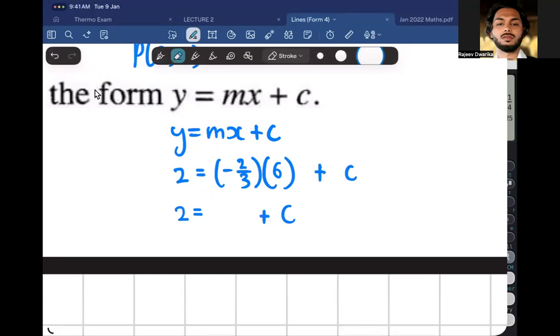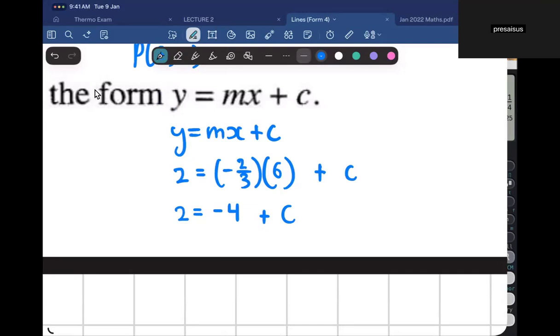So I could write this as negative 4. So 2 is equal to negative 4 plus c. What's the next step? Negative 4 equals... negative 2 plus c? No. Or negative 4 plus 2? No. What do you do with a negative 4? This will be a positive, because you're moving it across. So tell me what to write there.